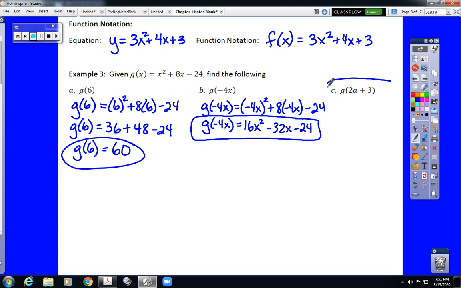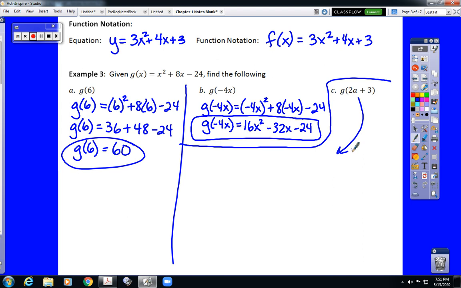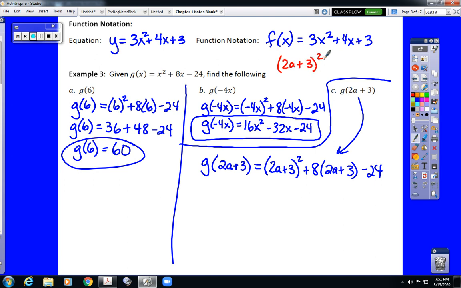Finally, and I'm going to have to move this one, okay? So I'm going to go ahead and cut this thing up so that we can see it. I'm going to move this down here. g of 2a plus 3, same idea. We're going to plug 2a plus 3 in for x. So that would be 2a plus 3 quantity squared plus 8 times 2a plus 3 minus 24. We need to expand that all the way out and then combine like terms. Please don't be that guy that tells me that 2a plus 3 quantity squared is equal to 4a squared plus 9. That is absolutely wrong.